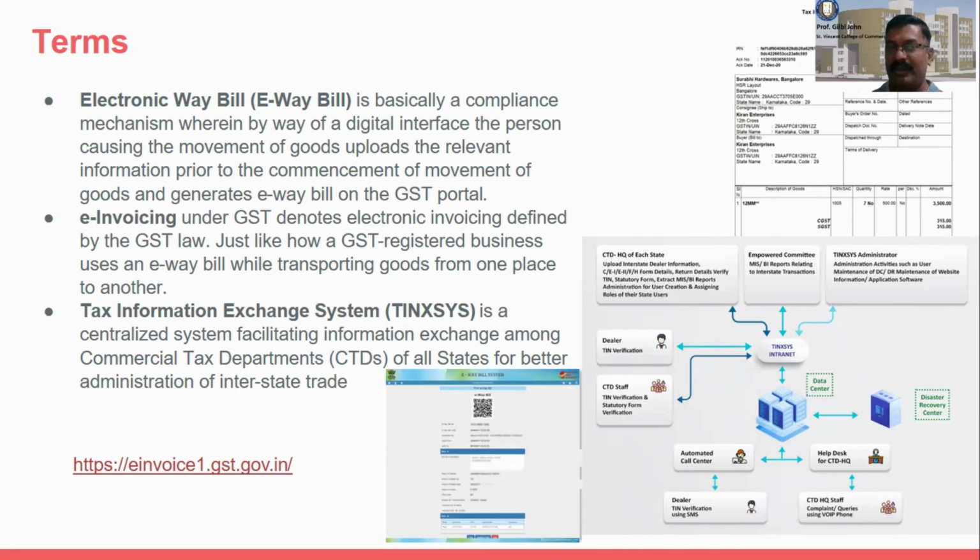So we have seen what a GST number is. It is a 15-digit number. And a few terms related to GST: electronic way bill, otherwise called e-way bill, e-invoicing, and Tax Information Exchange System.